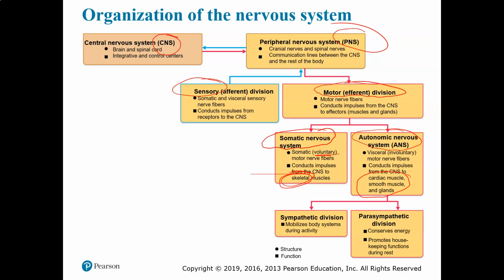So we've got the peripheral nervous system divided into the somatic nervous system, which controls our skeletal muscles, and the autonomic nervous system, which controls our other muscles and glands that are involuntary. Then the autonomic nervous system is divided into the sympathetic division and the parasympathetic division.